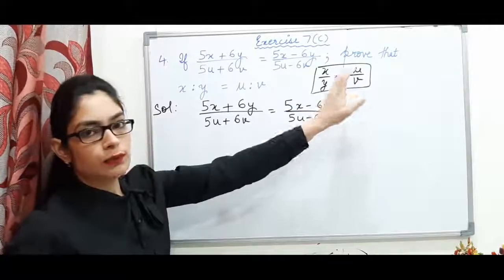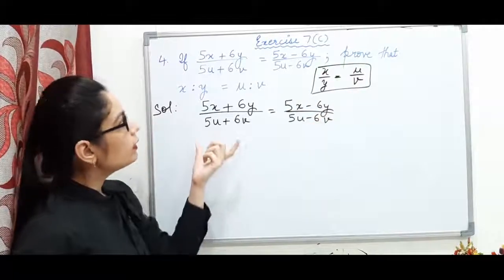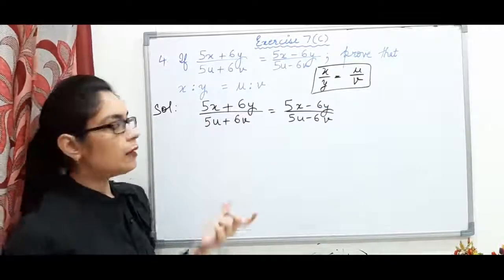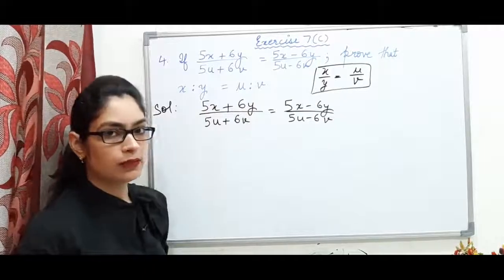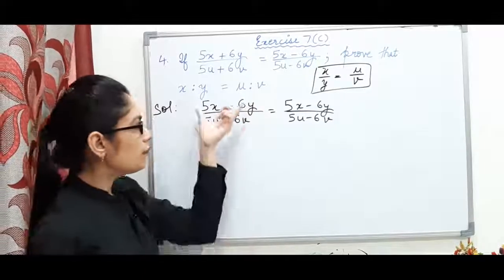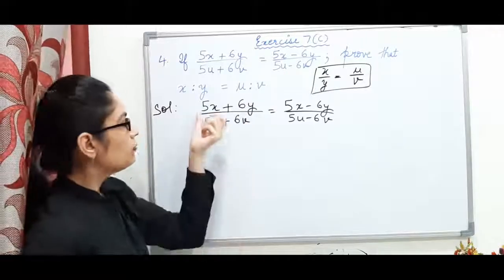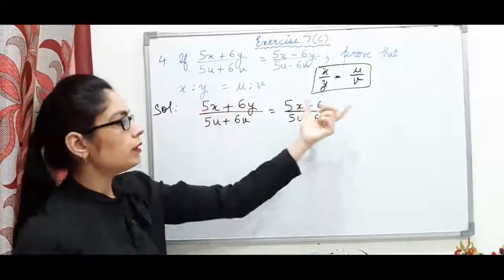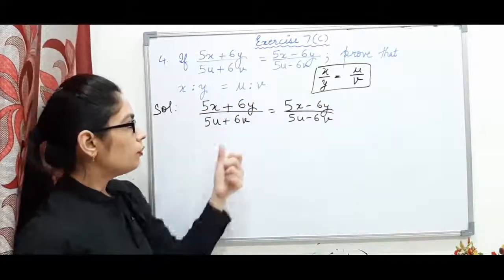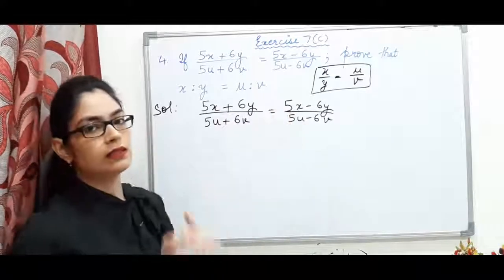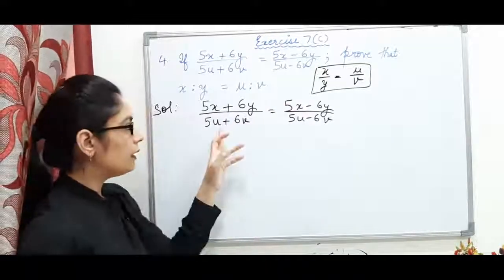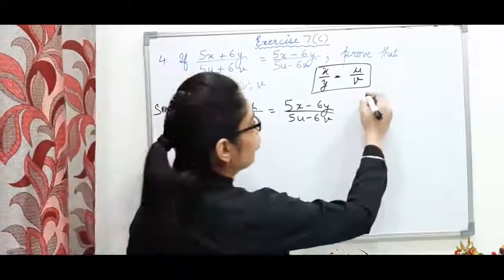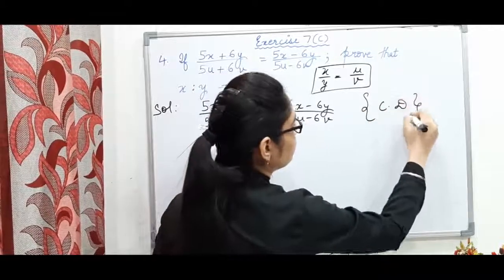We have to focus. See here in the given expression, I have the terms in the form of plus also and in the form of minus also. The numbers are the same, 5x, 5x, 6y, 6y, one in plus form, the other in minus form, 5u plus 6v, 5u minus 6v. When the numbers are the same and only the sign differs, we can apply the property componendo and dividendo.